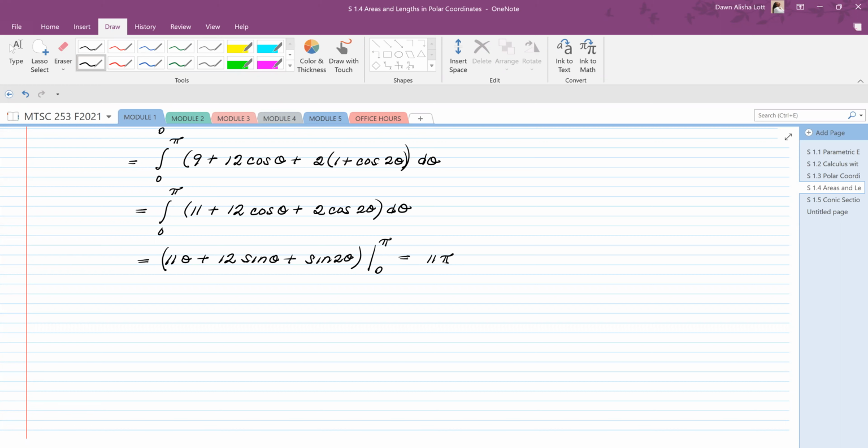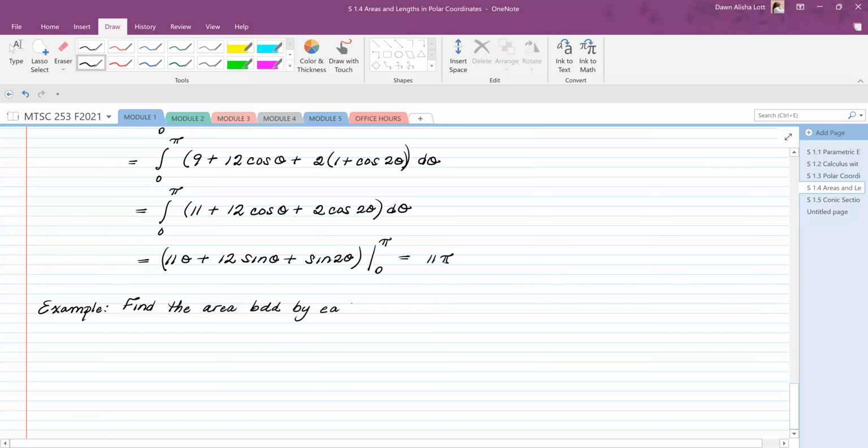So here's another area problem. Find the area bounded by each loop of the limacon with equation r is equal to 1 plus 2 cosine theta. And that's all we give you.